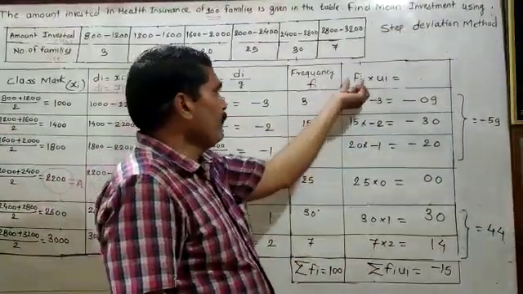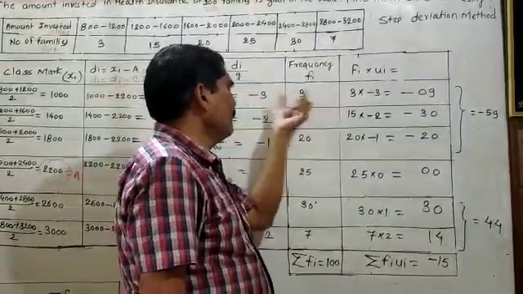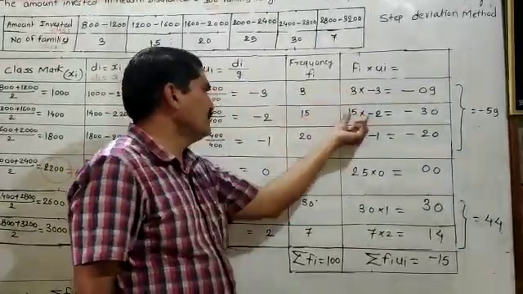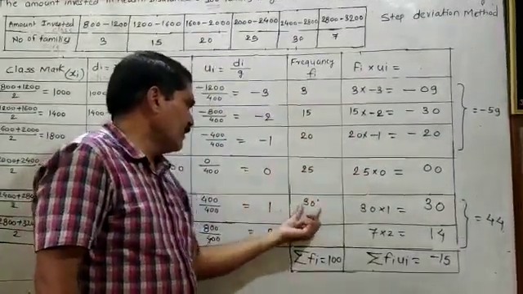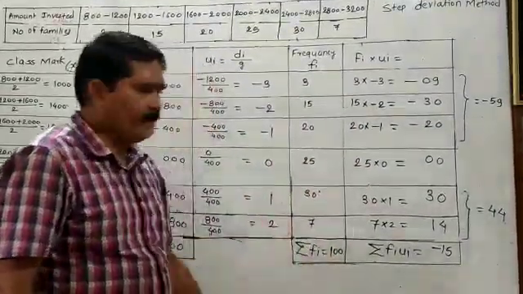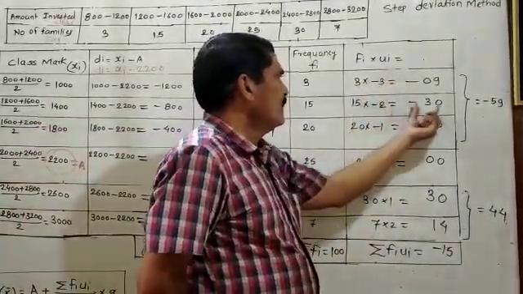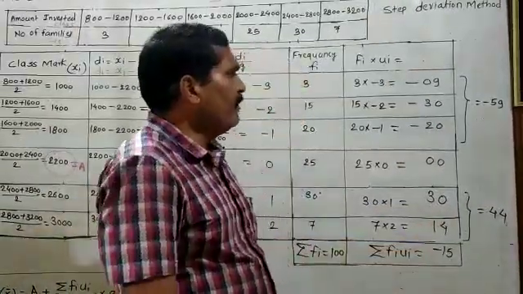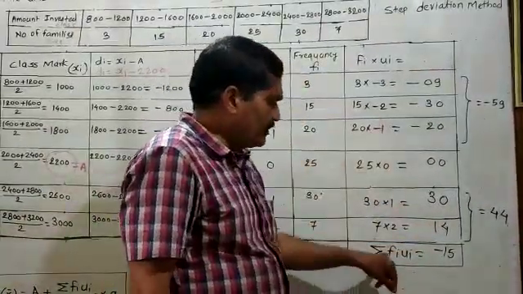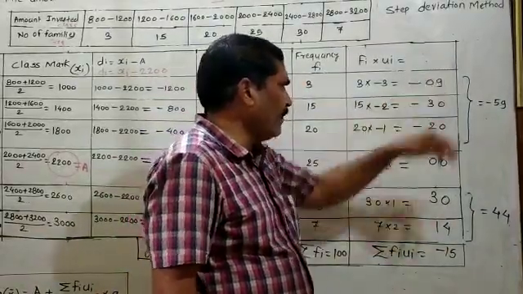Then you have to find fi into ui. 3 multiplied by minus 3, 15 multiplied by minus 2, 20 multiplied by minus 1, 25 multiplied by 0, 30 multiplied by 1 and 7 multiplied by 2. After calculation, this will come minus 9, minus 30, minus 20, 0, 30 and 14. Then you have to do the summation of fi into ui, means you have to add all these terms.